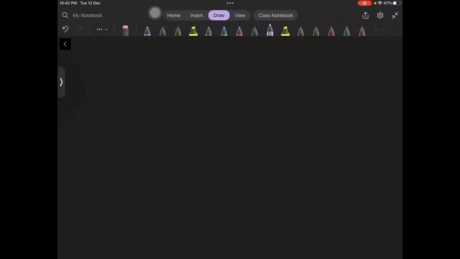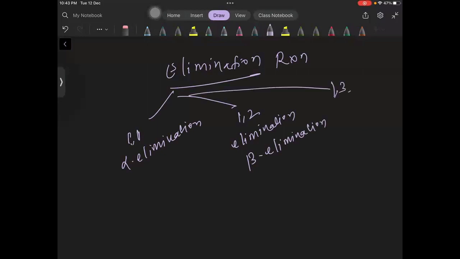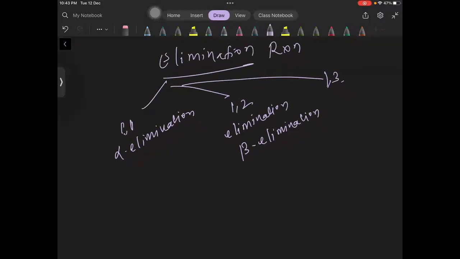Just see what we have done in elimination reactions, in E1 and E2. There are many types of elimination reactions. One is alpha elimination. Second is 1,2 elimination, which is beta elimination. And students, there is a 1,3 also, where a cyclic compound will form, and then 1,4 also. Anyway, we have to study 1,2 elimination, beta elimination reactions.